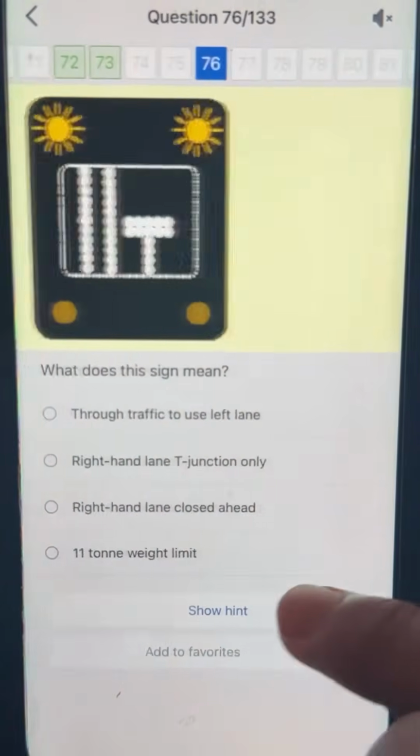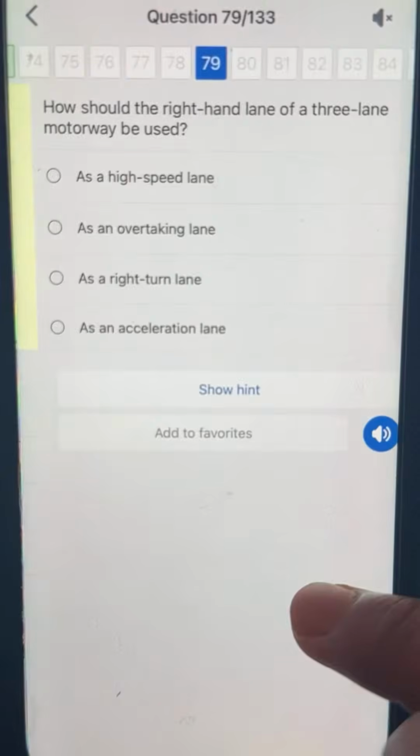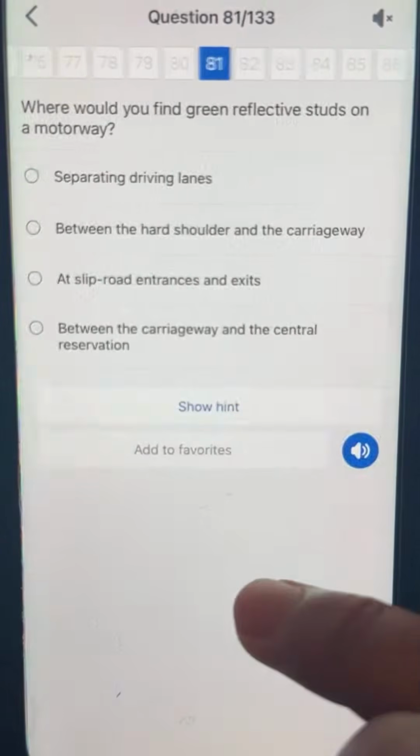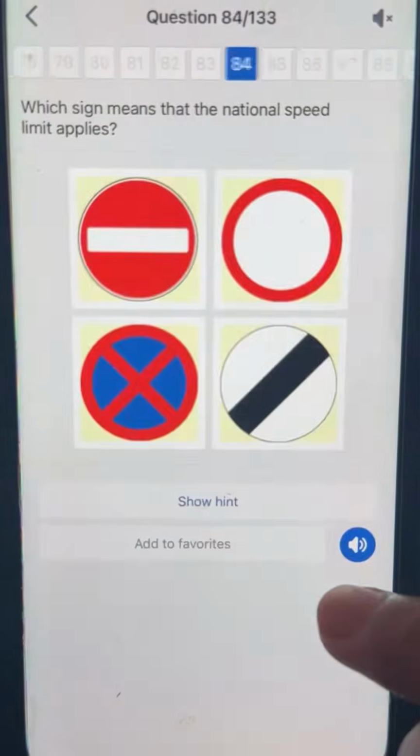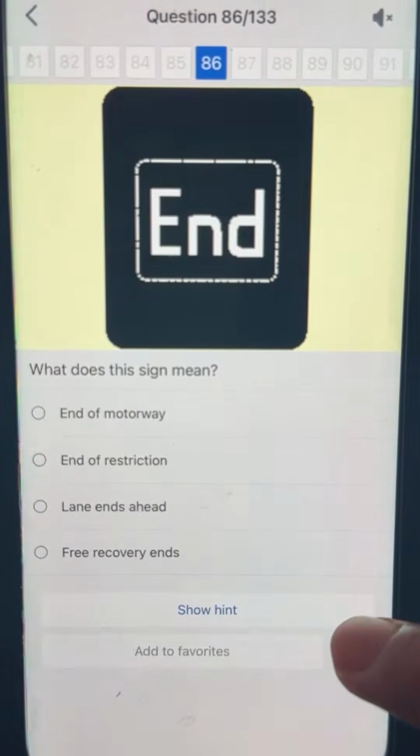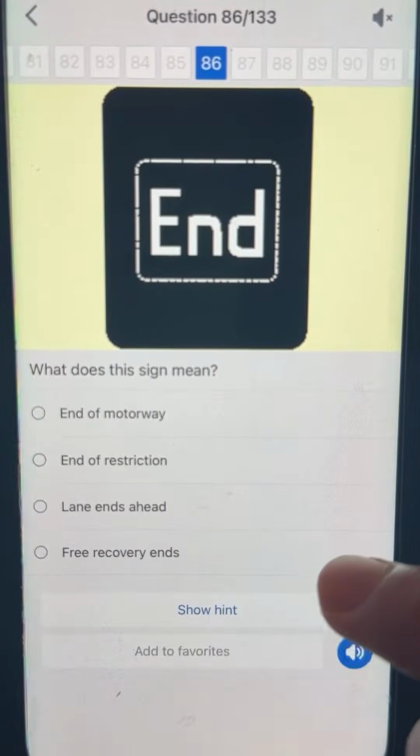Good. I'm not going to cover motorway studs because we covered them in another topic, and the same for traffic signs, traffic lights and speed limits. I'm not going to cover it.